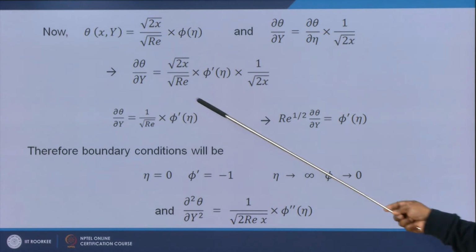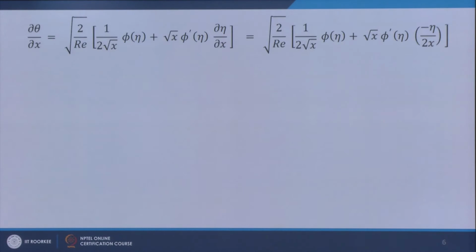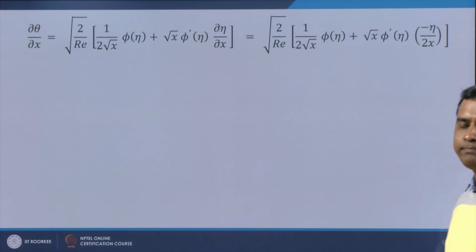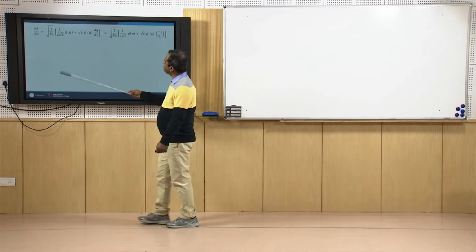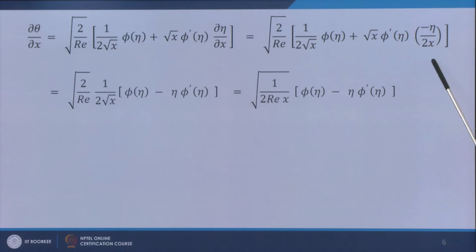Also we can go for the higher order derivatives of this term, which we will require for the energy equation. So del theta del y was here in this fashion. If we do the derivative once more with respect to capital Y, this becomes 1 by root over Re x into phi double dashed. And if we go for del theta by del x, this is also a term on the convection side of the energy equation. So this derivation gives you the final form in this fashion.